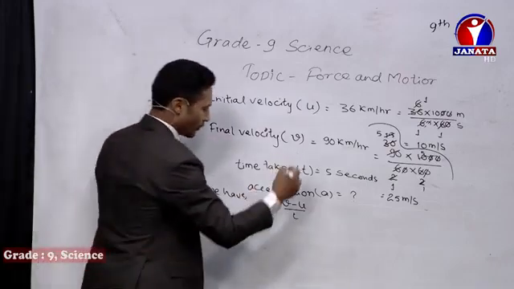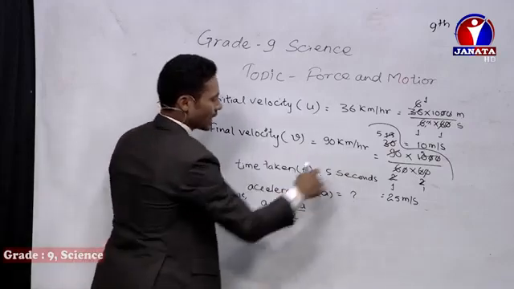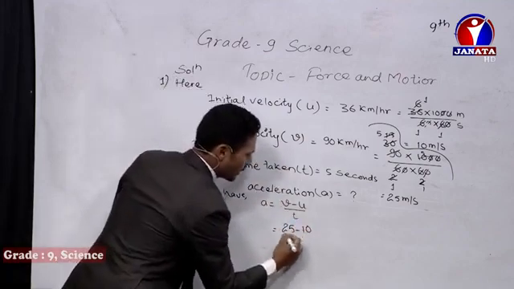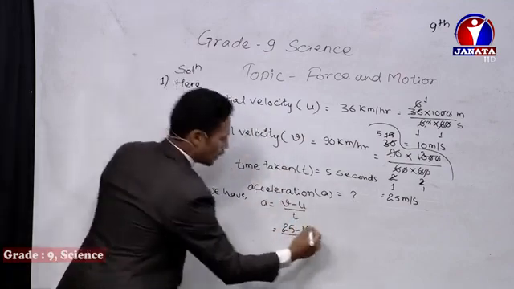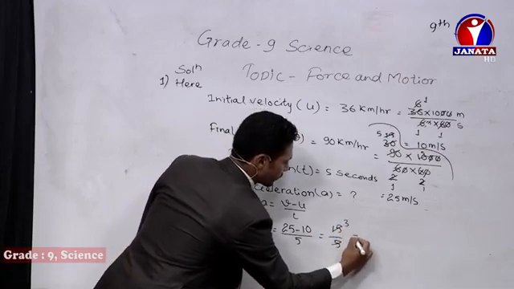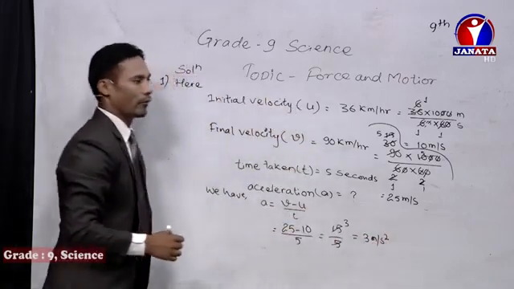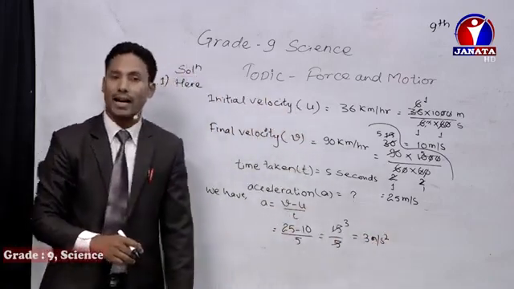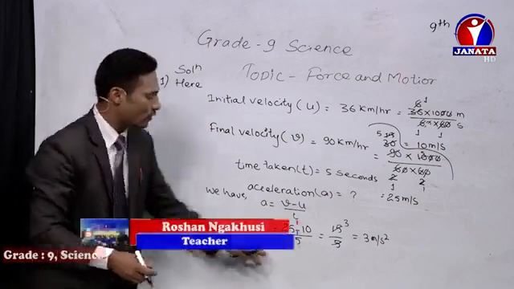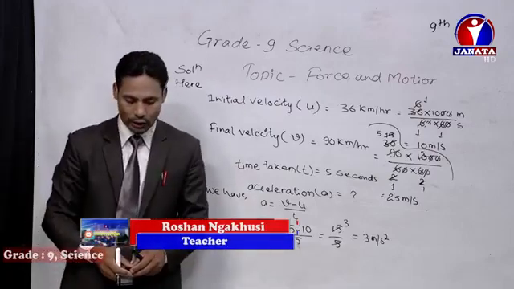Let's put in the values from above. v is 25, and u is 10, divided by 5 seconds. If you simplify this, it is 15 by 5, and 5 3s are 15. So this is 3 meter per second square. Therefore, the acceleration of the car is 3 meter per second square. You can write down the conclusion with words also. Okay, so by this process we can solve the numerical.